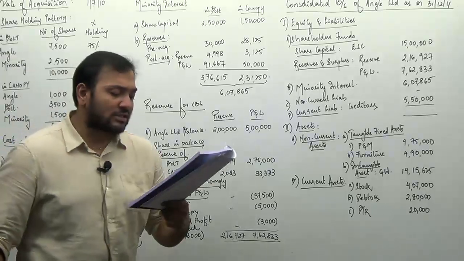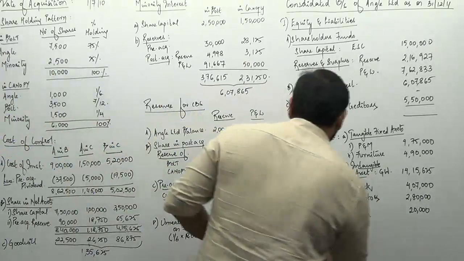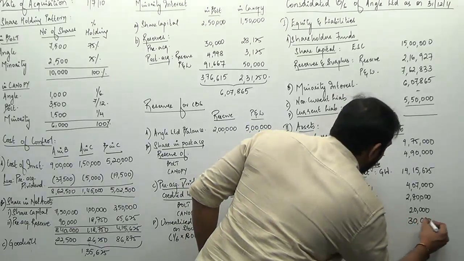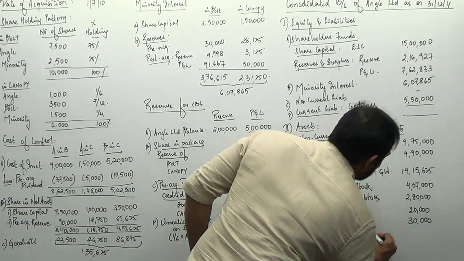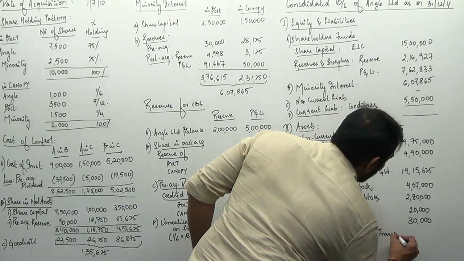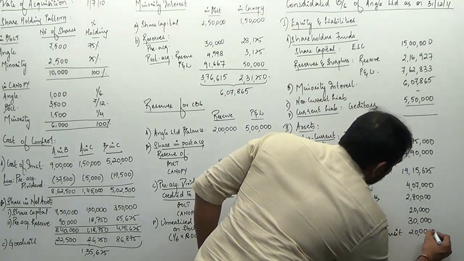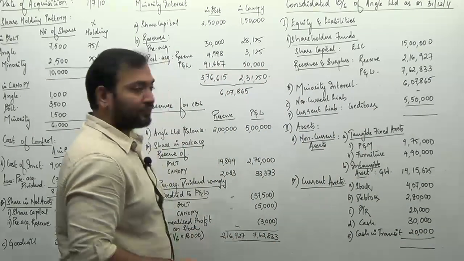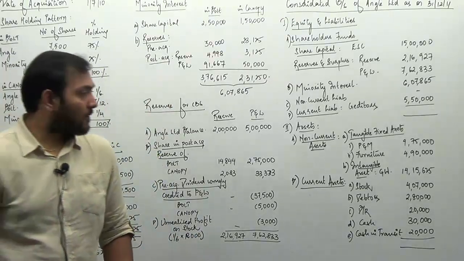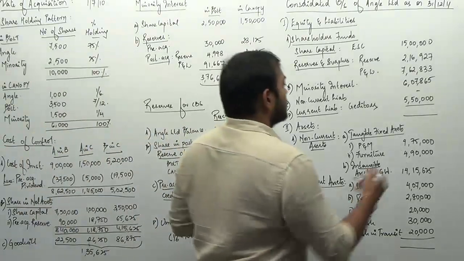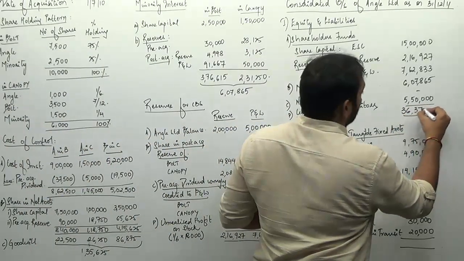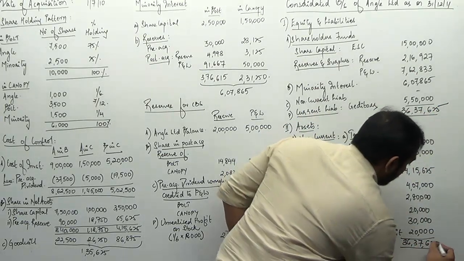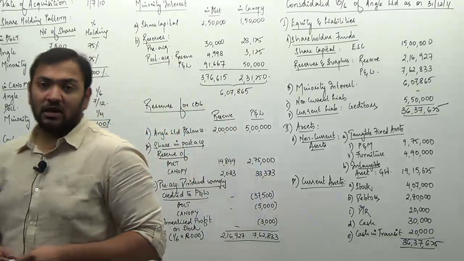Two more current assets, guys. One is cash and one is cash in transit. Cash 30,000, 10,000 in each, and then cash in transit, the difference in intercompany owings, 20,000 rupees. A total there should give you the balance sheet total. Check the balance sheet total, guys. Balance sheet total should be correct.